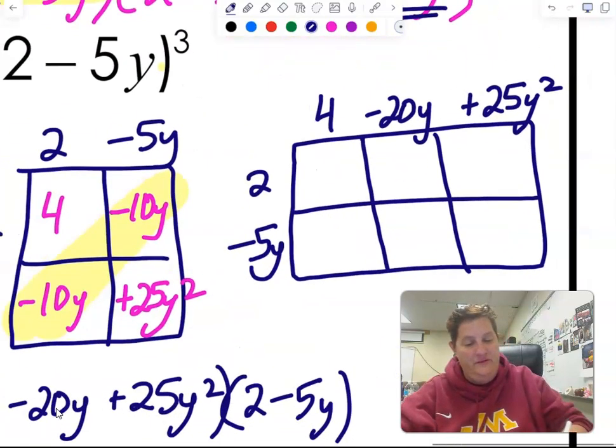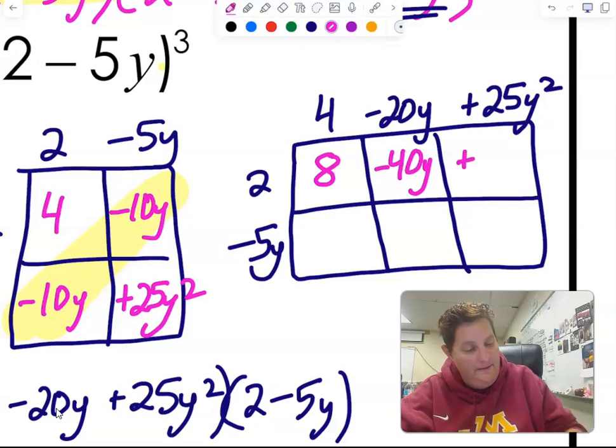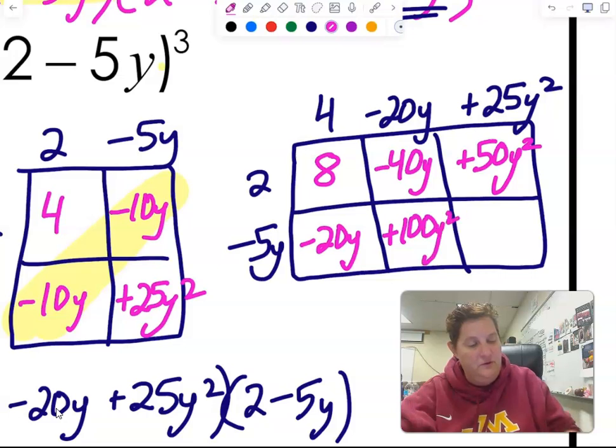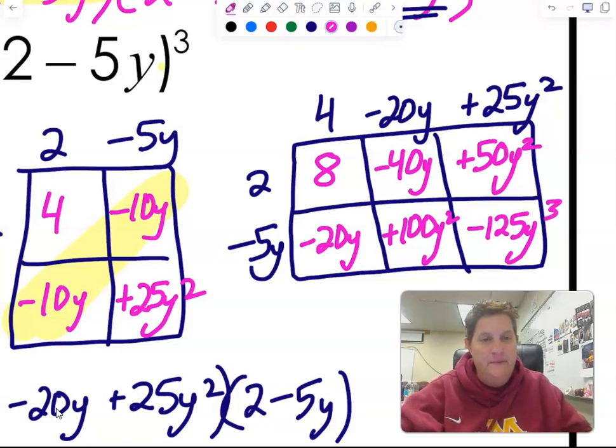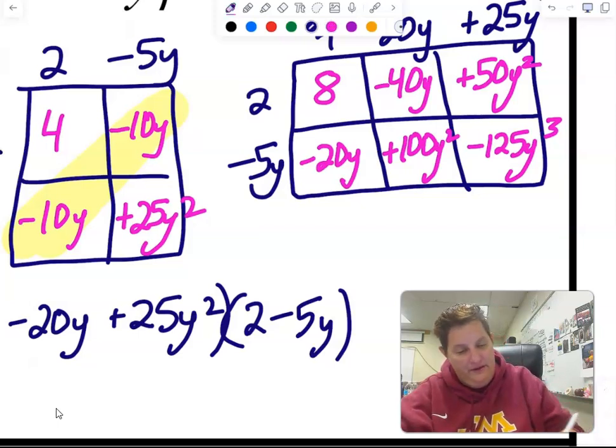Okay, and I'm going to go through and fill out this box, and this is going to give me 8 minus 40y plus 50y squared, and then this is going to give me negative 20y, positive 100y squared, and negative 125y to the third. Okay? And I'm just going to write it in the order that it showed up here. So the first thing I have is an 8.